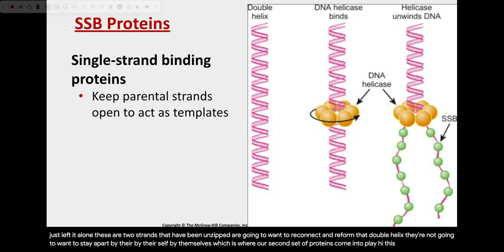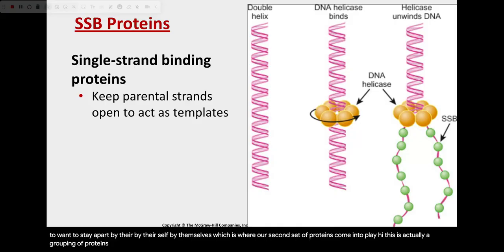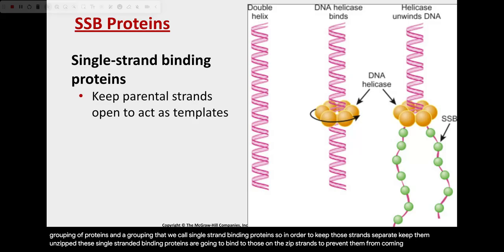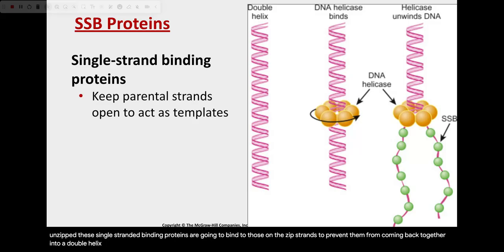This is actually a grouping of proteins that we call single-strand binding proteins. In order to keep those strands separate, keep them unzipped, these single-strand binding proteins are going to bind to those unzipped strands to prevent them from coming back together into a double helix, to keep that part of our DNA open so that we can proceed with DNA replication. So it kind of stabilizes it.